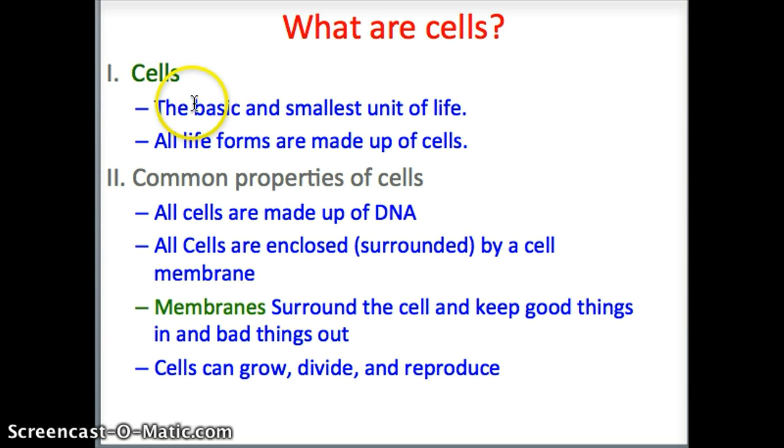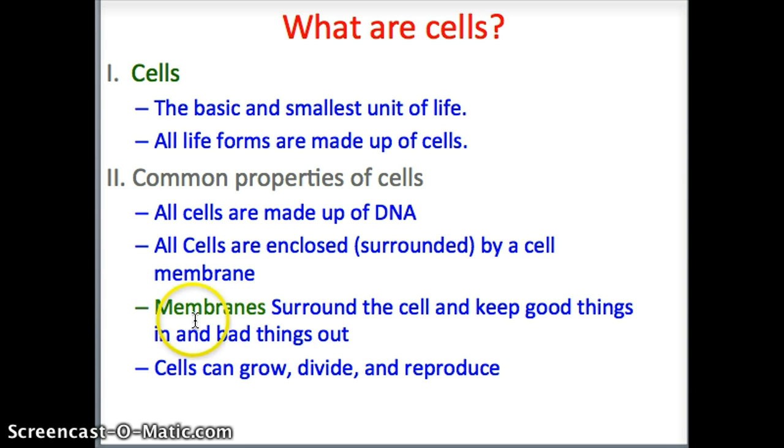Cells, box it, it's in green, the basic and smallest unit of life. Also, all life forms are made up of cells, we know this. Common properties of cells. All cells are made up of DNA. All cells are surrounded by a cell membrane. Membranes surround the cell and keep good things in and bad things out.